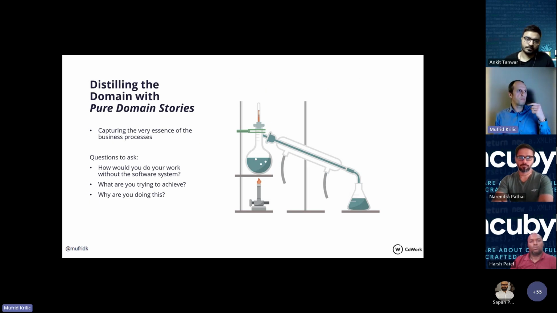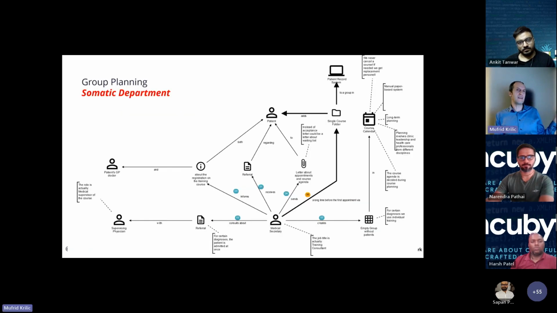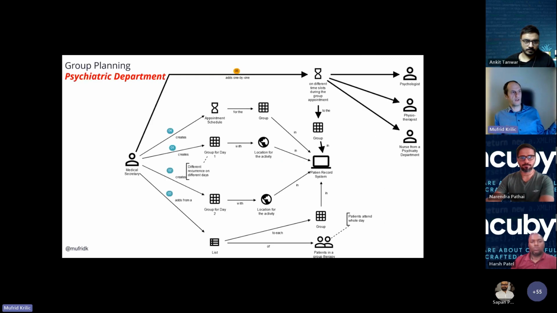And then we have something called pure domain storytelling, which is the same process as the domain storytelling we have explained. However, we want to capture the very essence of the business process. So the questions you ask in pure domain storytelling are more like, how would you do this without the software system? What are you really trying to achieve? So why are you doing this? You're trying to discover the needs behind what the domain experts are telling you. So let's have a look at it. This is group planning in the somatic department. And this is group planning in the psychiatric department.